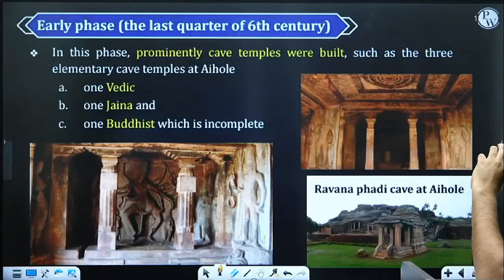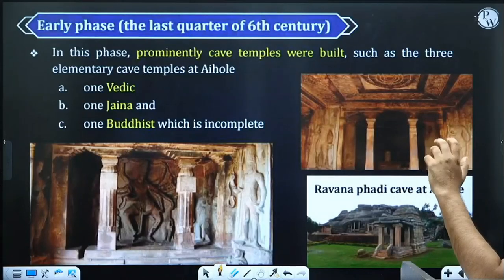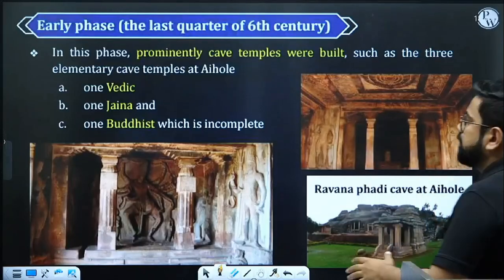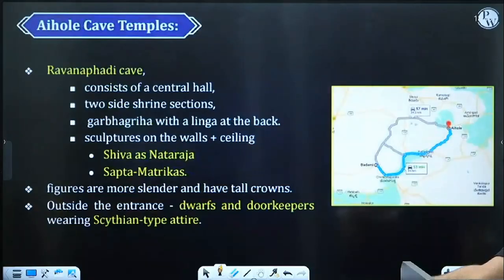Because in the earliest phase you will find that there are 3 caves. One is Vedic, one is Jain, one is Buddhist. All the 3 religions are covered. You see that this Vedic cave has Nataraj over here, Bhagwan Shiva over here. So one is Jain, and one Buddhist. This Brahmanical cave is the Ravanapadi cave.